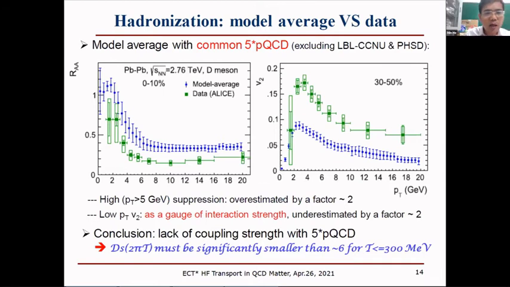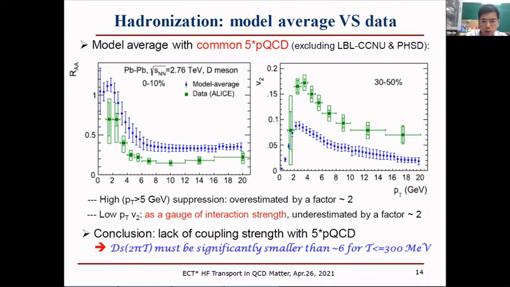Finally, we did a model average. We did a model average for the D-meson RAA and the V2, when using the common 5 times pQCD transport coefficient. But in this model average, the LBL, CCNU, and the PHSD results were taken out. So we see at high pT, this averaged RAA quite overestimates the data by a factor of 2.